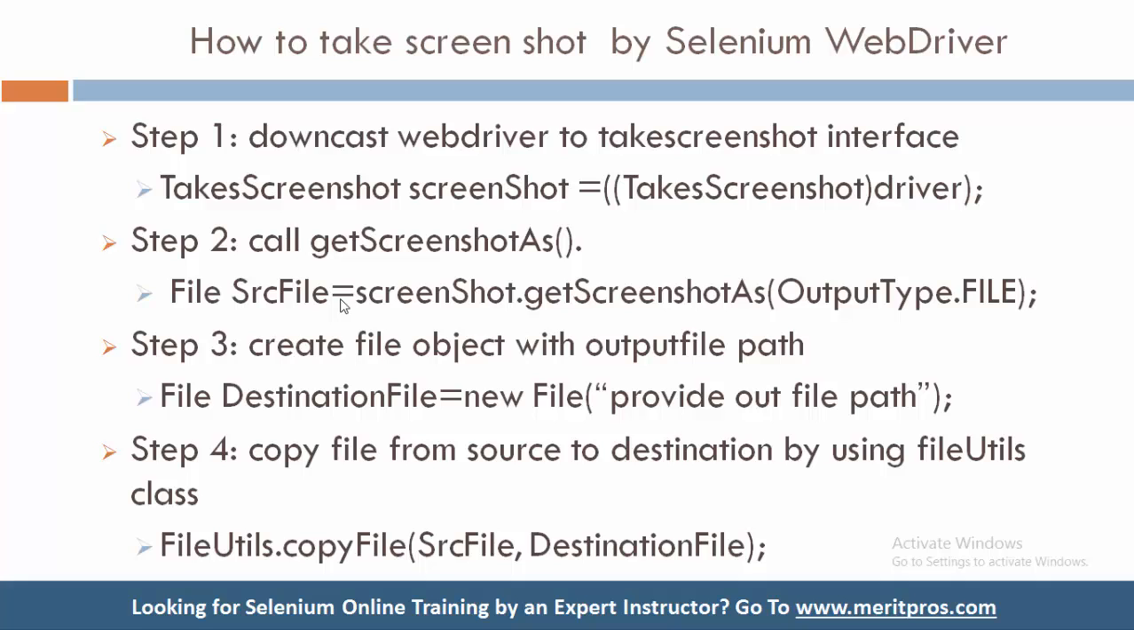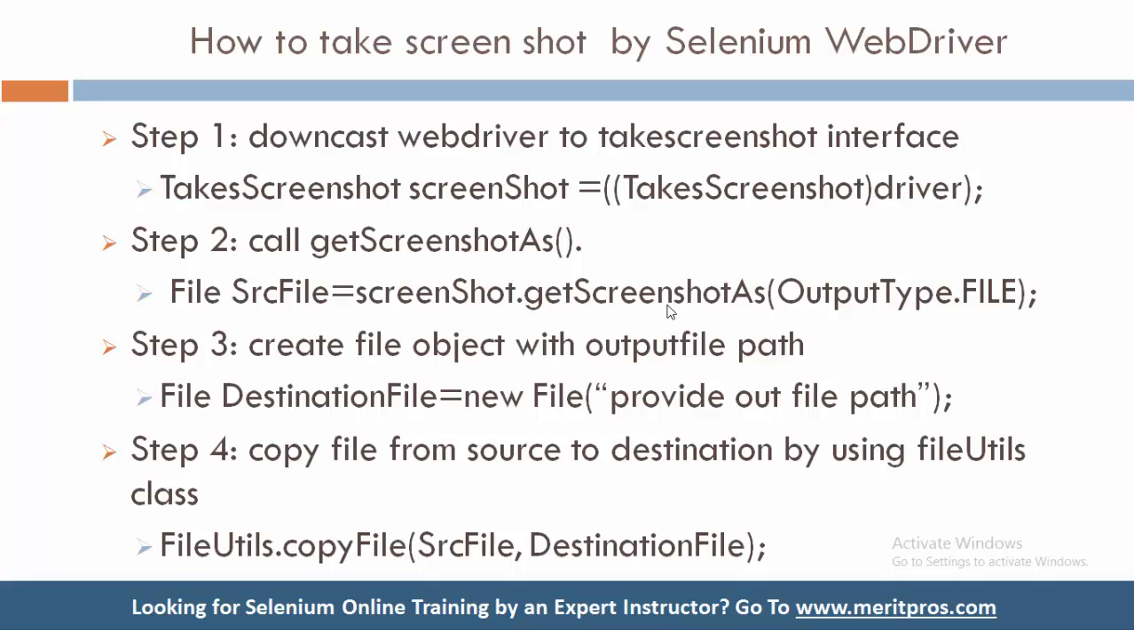Then, once we call getScreenshotAs, it creates that screenshot file in a temporary location. So we need to copy that file to the file path we require. For that, we create a File object by providing our destination file path. Once we create that object, using FileUtils you can copy the screenshot file from the temporary folder to your required destination file. This is the way we create it.